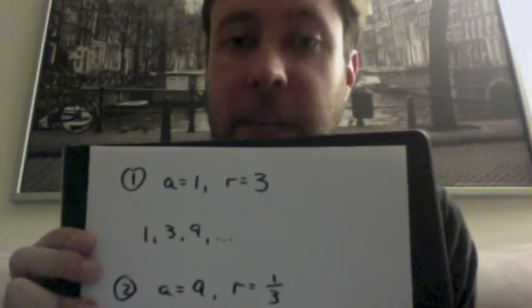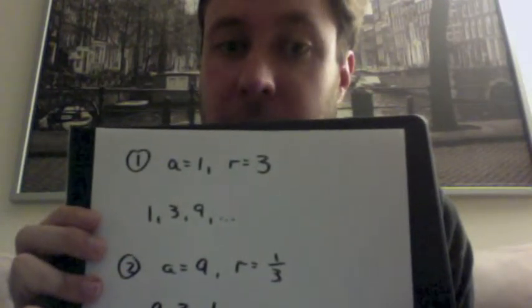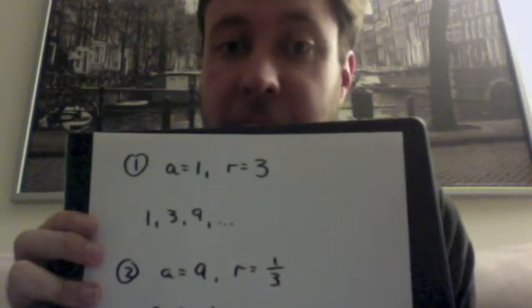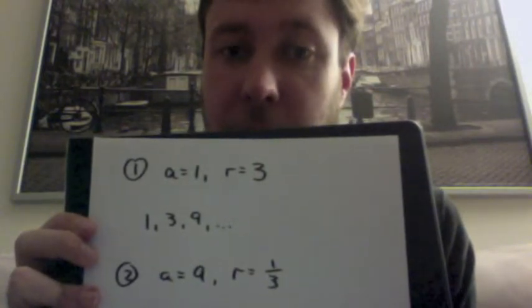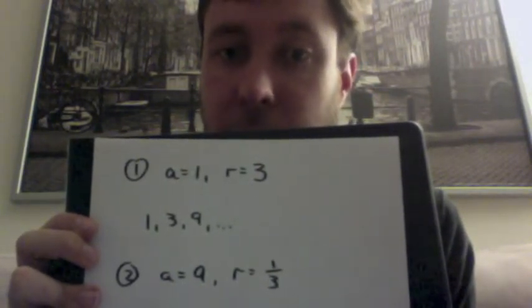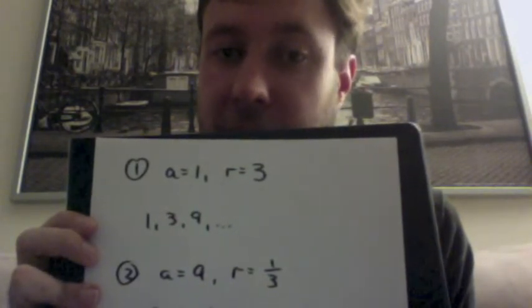So to finish it, we have our answers now. But amazingly, there are two answers to this problem. The first answer is a is equal to 1, r is equal to 3. And for a is equal to 1, r is equal to 3, the first term is 1, and the common ratio is 3. So we get 1, 3, 9. And that's the answer you got last time, Steve.